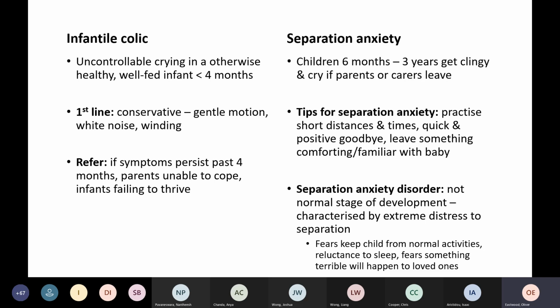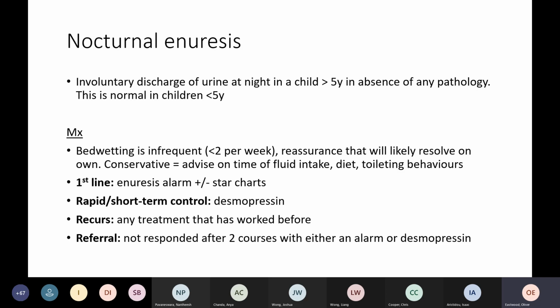I know I did, apparently famously. But this becomes a disorder if the amount of distress is really high, or if it has an impact on the child that's quite long lasting. So if they stop doing normal activity, they stop playing, they won't sleep, they won't eat, if they're away from their parents, this is when you're thinking about it being a disorder rather than part of normal growing up and physiology. And finally, we're on to nocturnal enuresis or bedwetting.